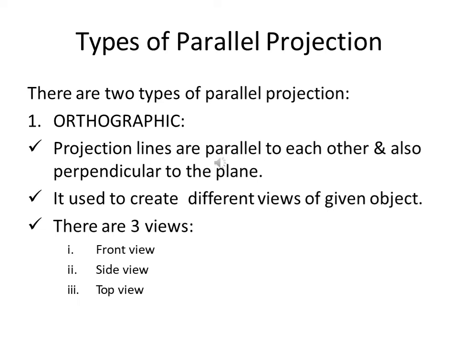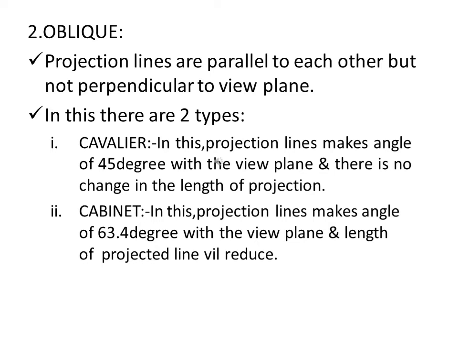The orthographic projection is divided into two parts. The multi-view orthographic projection: in multi-view orthographic projection, we can represent the two-dimensional orthographic image of a three-dimensional object. The multi-view orthographic projection includes three views.